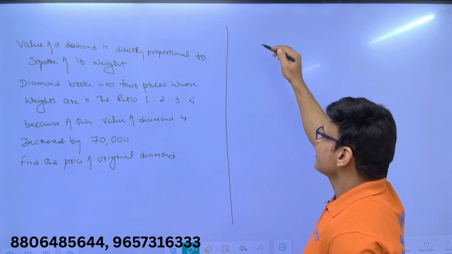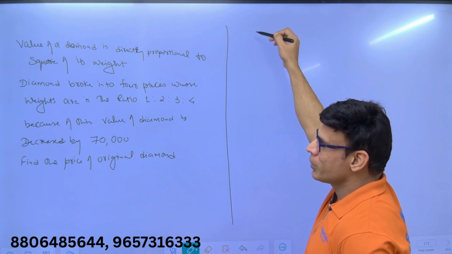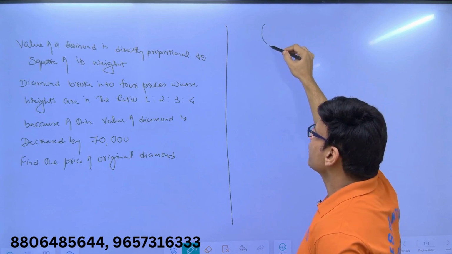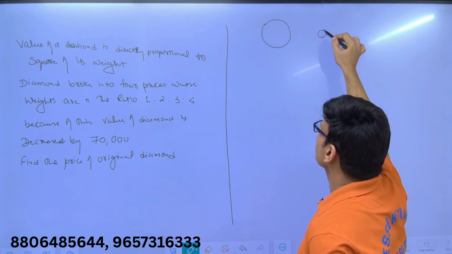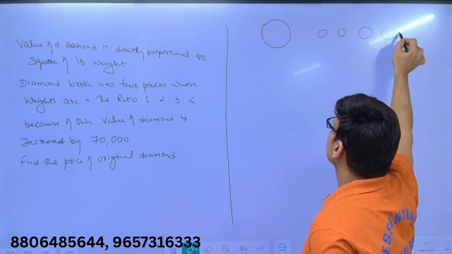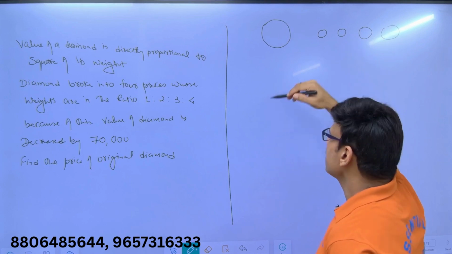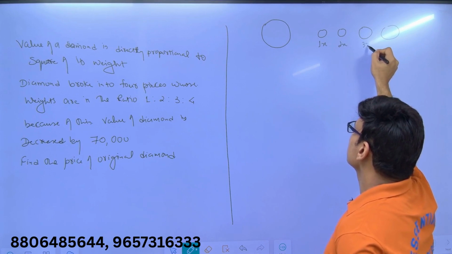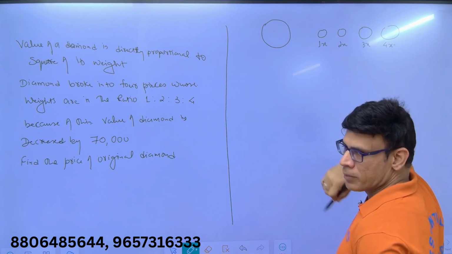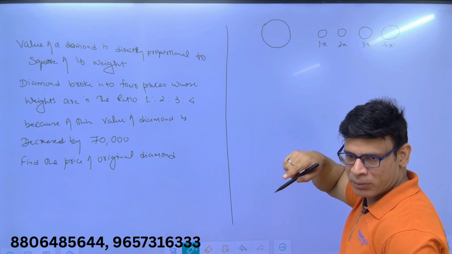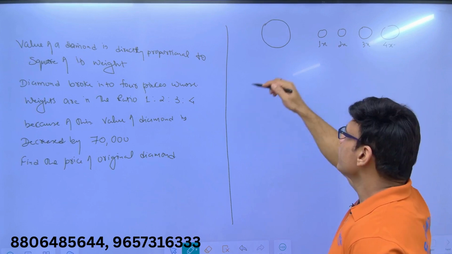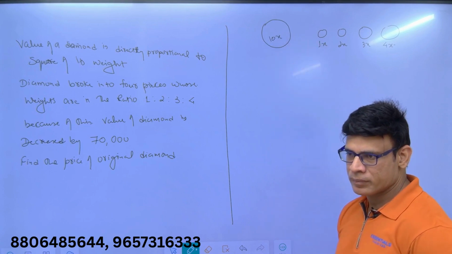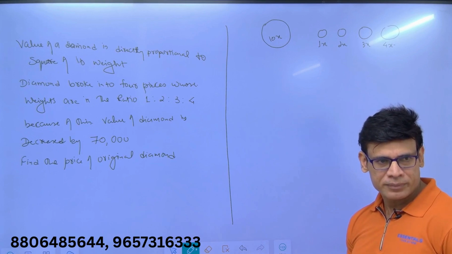Let's say, see, it is given that value is directly proportional to what? Square of its weight, right? जो original diamond था, now broke down to 4 pieces, right? Let's say the weight of first piece is 1x, 2x, 3x and 4x. Ratio दिया है तो multiply some variables, so you get the actual value. So the actual weight of the diamond was 10x.